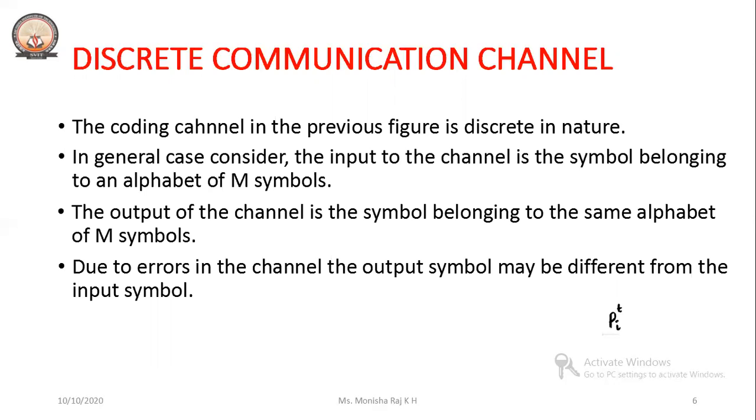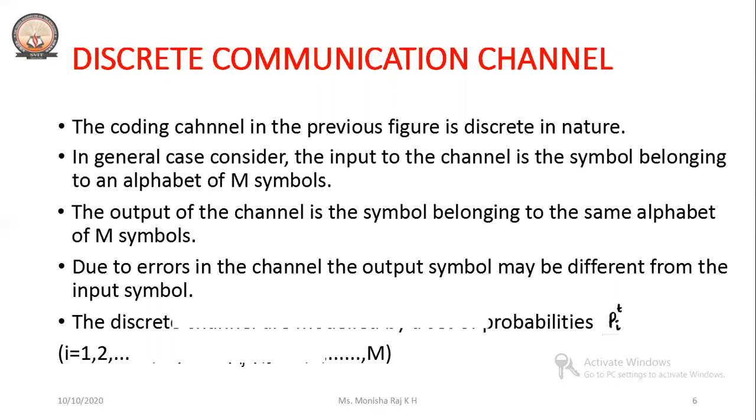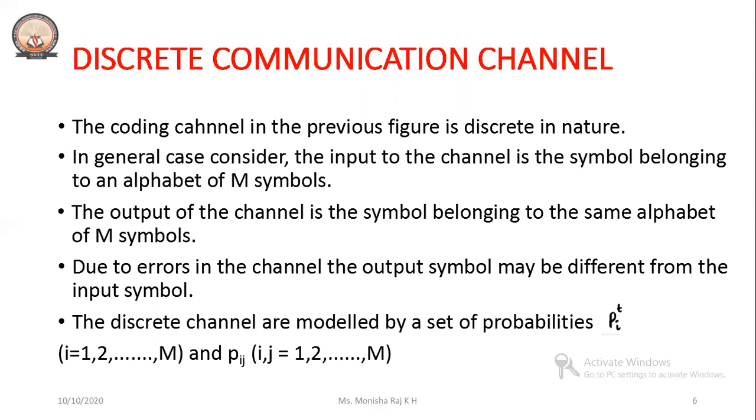The discrete channel is completely modeled by a set of probabilities, that is P_i^t, where i varies from 1 to M, and P_ij, where i and j vary from 1 to M. P_i^t is the probability that the input to the channel is the ith symbol of the alphabet, and P_ij is the probability that the ith symbol is received as the jth symbol of the alphabet at the output of the channel. This is a brief idea about discrete communication channels.